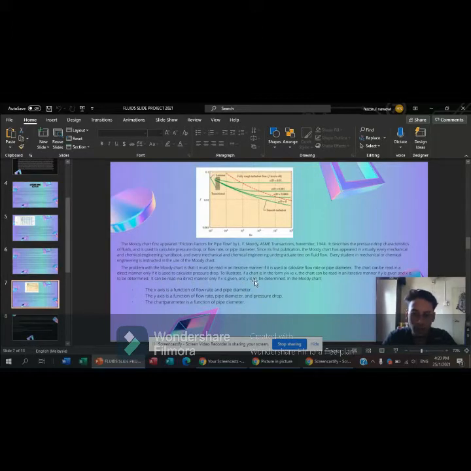To illustrate, if a chart is Y versus X, the chart can be read in an iterative manner if Y is given and X is to be determined. It can be read in a direct manner only if X is given and Y is to be determined. In the Moody chart, the x-axis is a function of flow rate and pipe diameter. The y-axis is a function of flow rate, pipe diameter, and pressure drop. The chart parameter is a function of pipe diameter. That's all for me. Thank you.